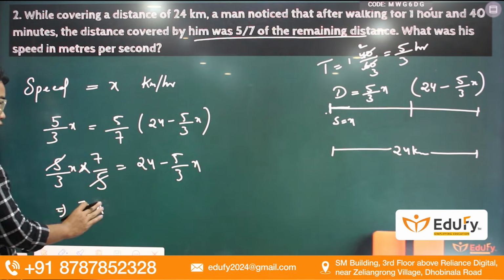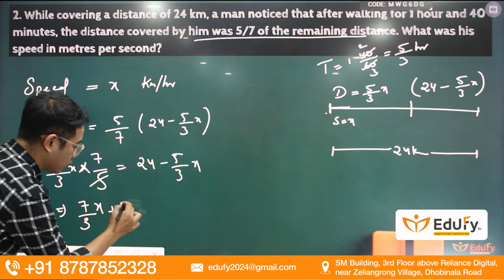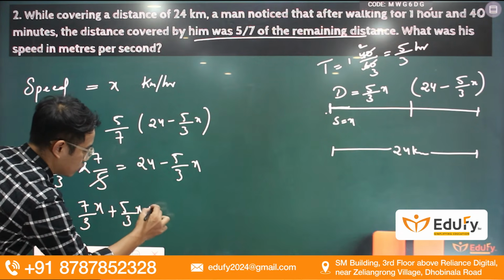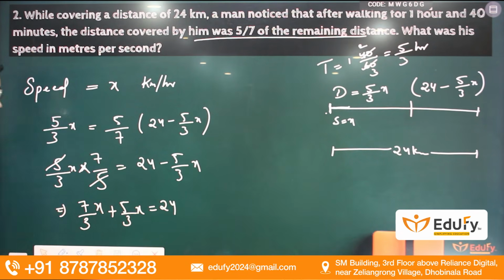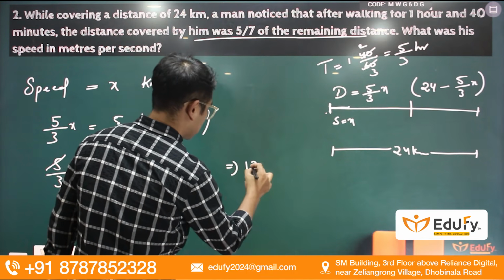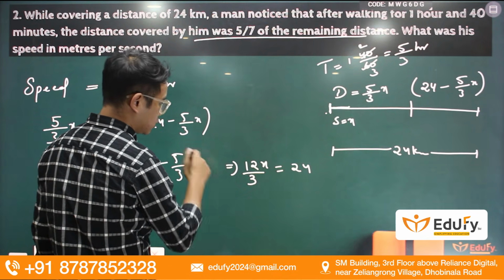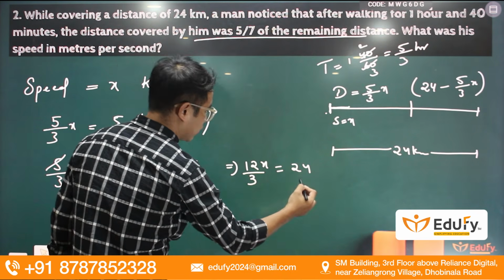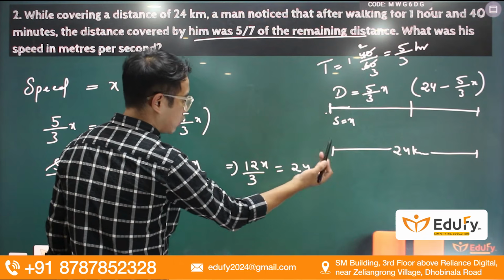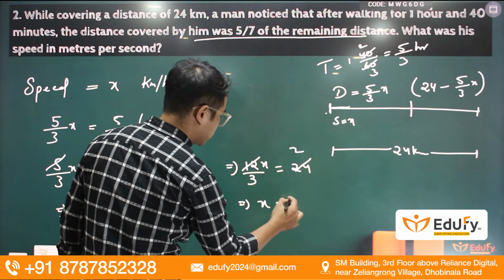Now this is your x, this is also your x. So if I bring it to this side, it will become plus 5 by 3x, which will just be equal to 24. Now both denominators are 3, that means the addition of these two is 12. So you're getting 12 by 3x equal to 24. You can shift it or cancel directly. When I shift this here, 12 will go down and 3 will go up. So 12 twos are 24, and x is equal to just 6.